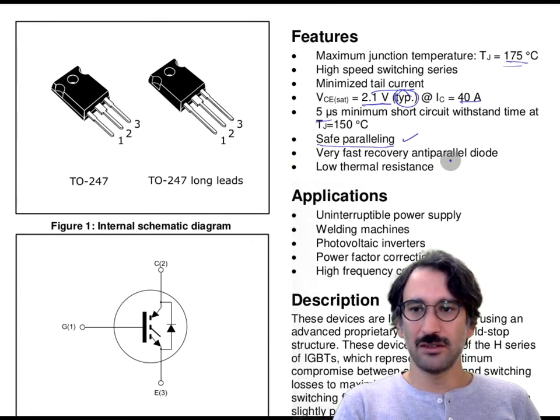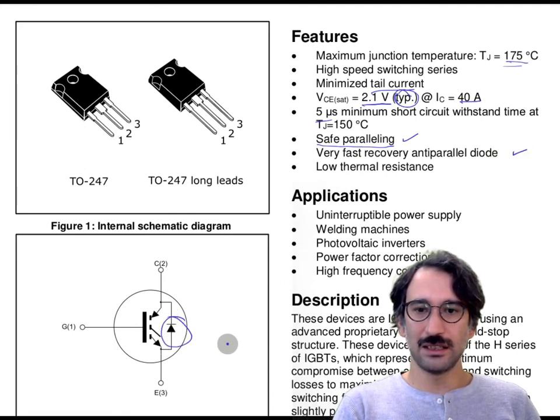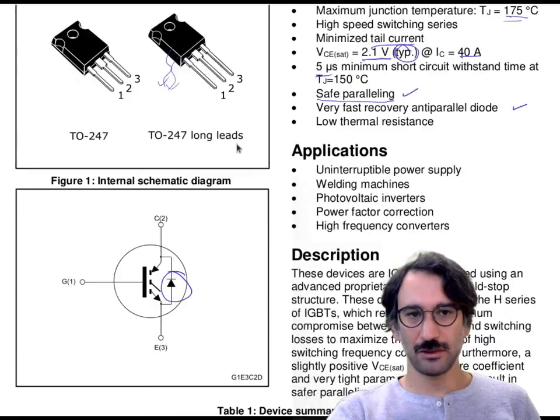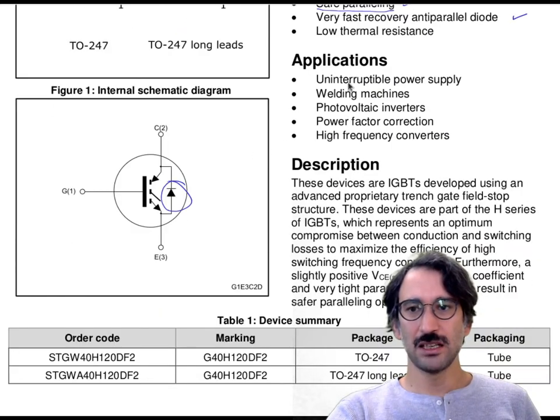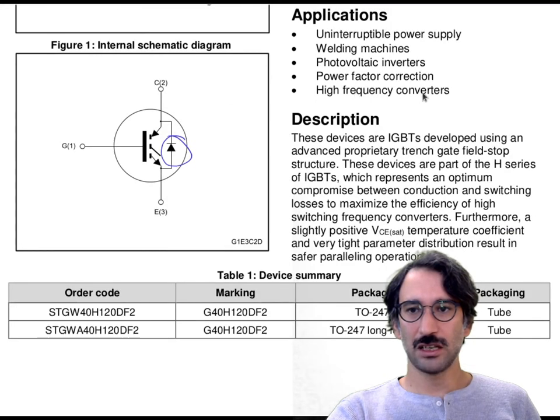Very fast recovery anti-parallel diode. So they have this diode, and it is not the body diode. I think in the package there's another fast diode, and there's a low thermal resistance. Low thermal resistance means it will be easy to dissipate that heat. Okay, and again, applications like UPS, welding machines, photovoltaic inverters, high frequency converters, and so on.